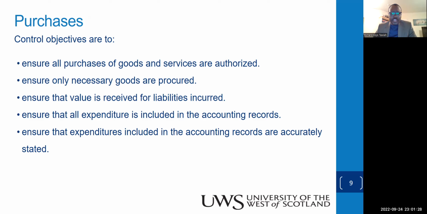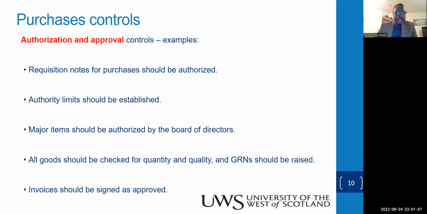All expenditures must be included in the accounting records. It's one of the objectives of purchases control systems. And then one other control is to ensure that expenditures are included in the right accounting period and they are stated accurately. You don't misstate them.